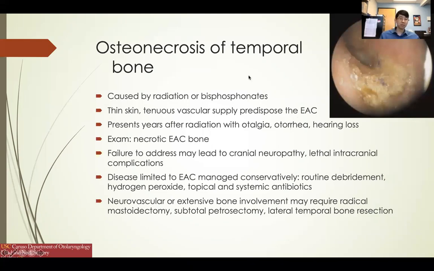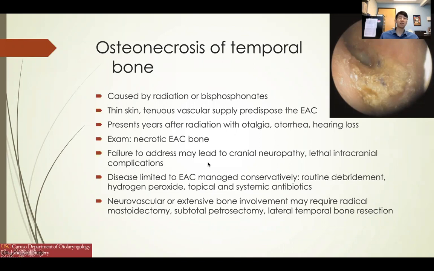Osteonecrosis of the temporal bone is also very important. It's rare, but it's important to recognize it can masquerade as a patient with recurrent acute otitis externa. But if you do a thorough cleaning, then you would see exposed necrotic bone of the canal. And it can be caused by radiation or oral bisphosphonates. The ear canal is predisposed to this osteonecrosis, thought to be because of the thin skin and the very tenuous vascular supply to the ear canal bone. The symptoms may present years later after radiation with nonspecific pain, drainage, hearing loss.